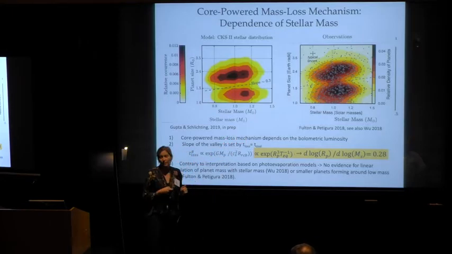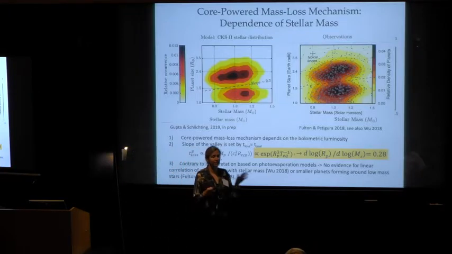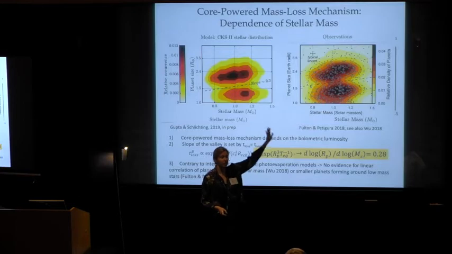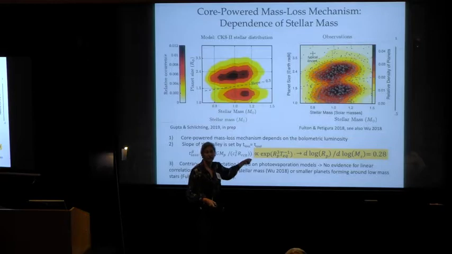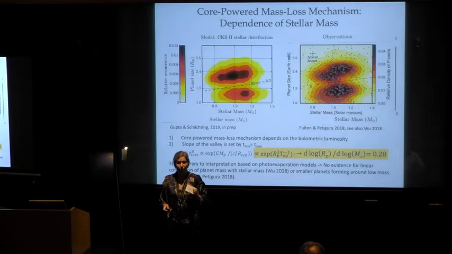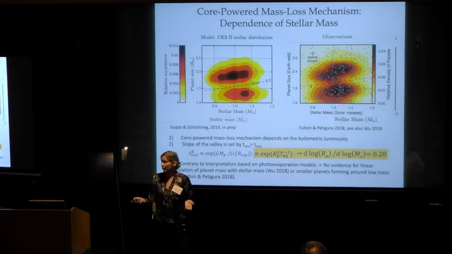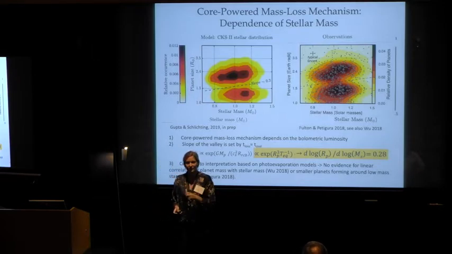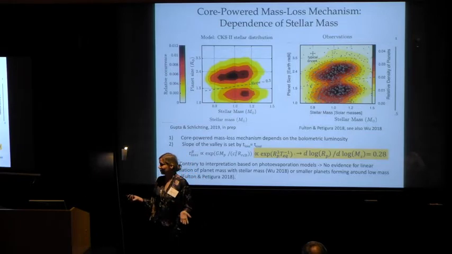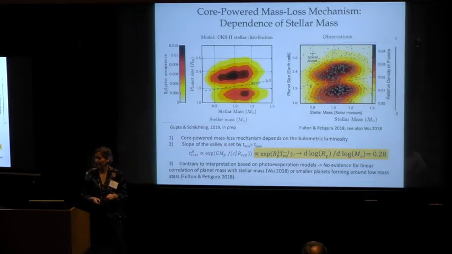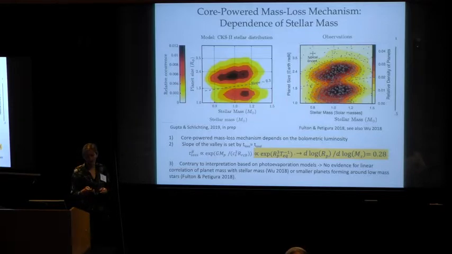Under the core-powered mass loss mechanism, we don't find any evidence for this. For us, with the same underlying planet mass distribution, we get this trend because it's driven by the stellar bolometric luminosity. This is one example where the core-powered mass loss mechanism gives you a very different prediction from photoevaporation models, and you can observationally test this. I know it's not easy to get masses of exoplanets, but the observers are working very hard, and our sample, I think, will be large enough to clearly test this.